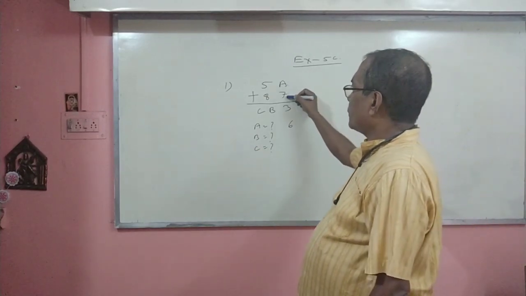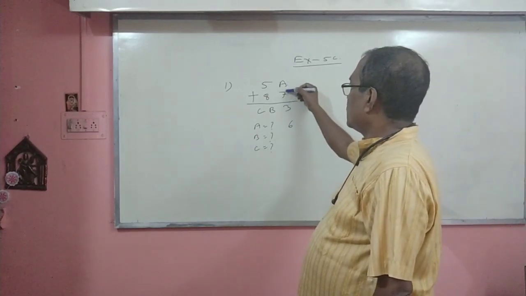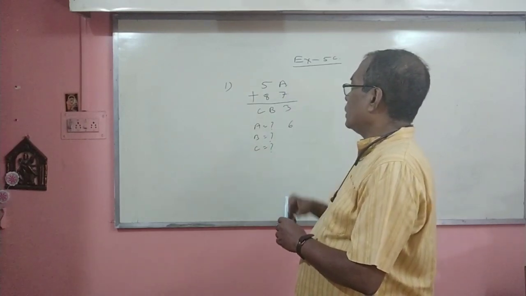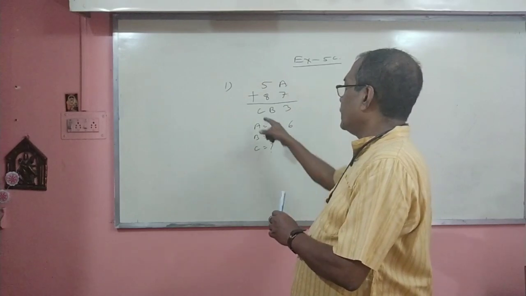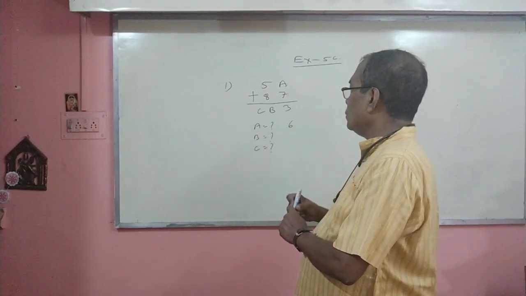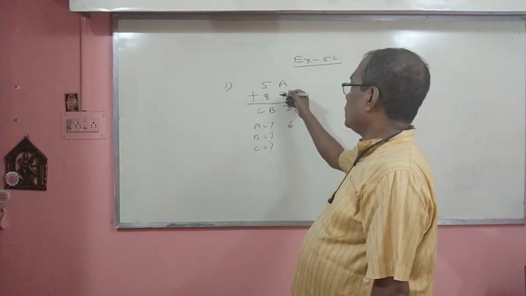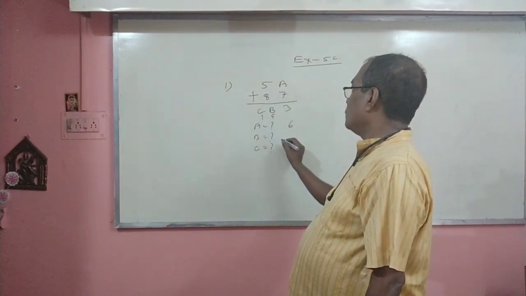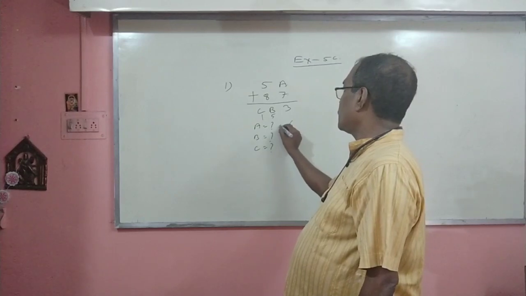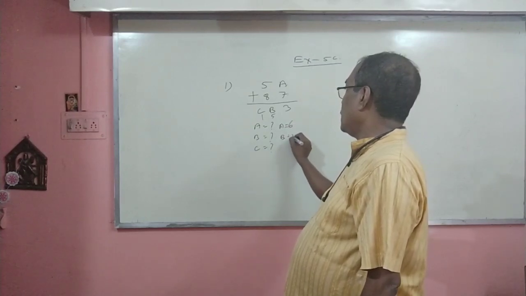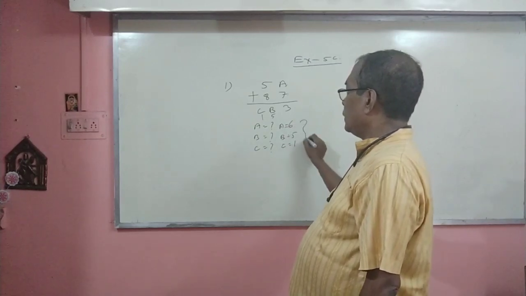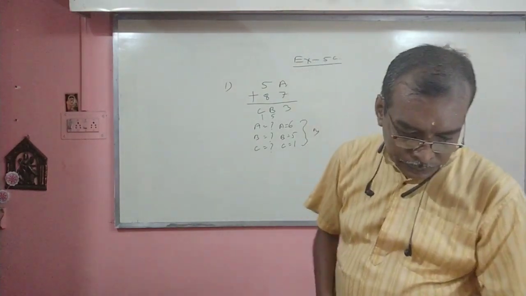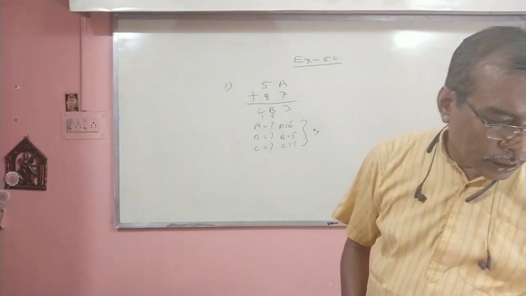If A is 6, then 6 plus 7, 13. Carry 1. And then in that case it is coming 15, no? Carry 1, 15. This is 5, this is 1. So therefore A is equal to 6, B is equal to 5 and C is equal to 1. And that will be the answer. This way you will have to proceed, right? One more question I am going to solve.